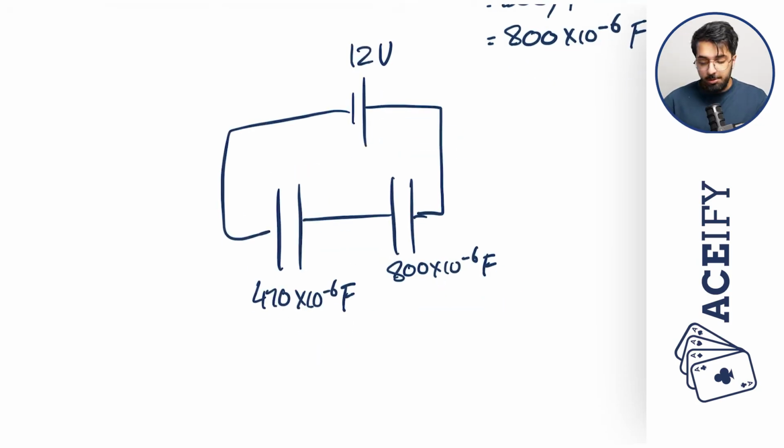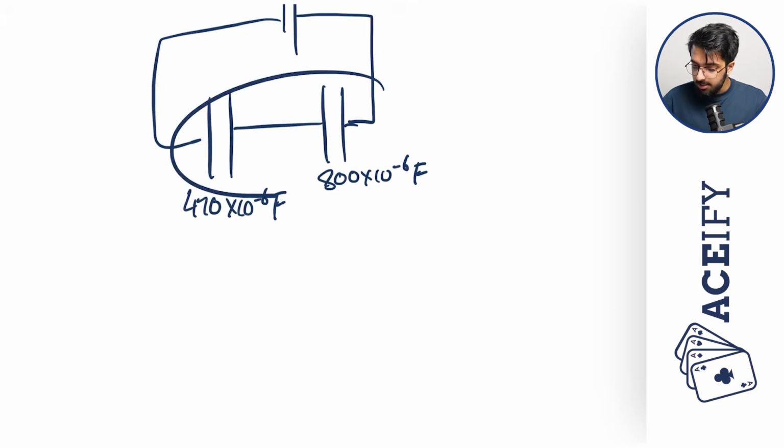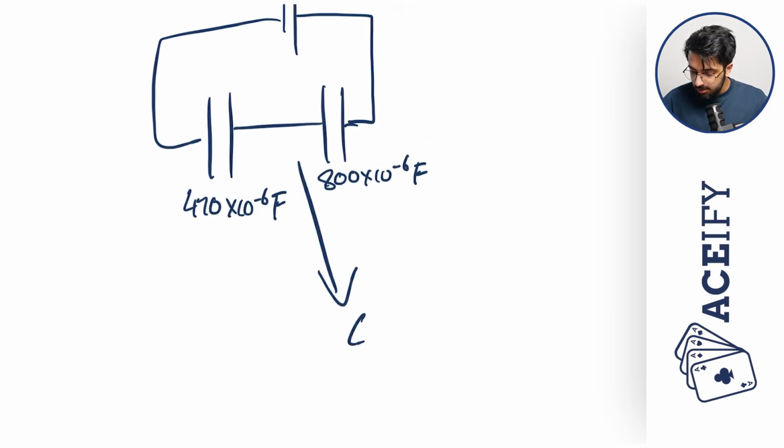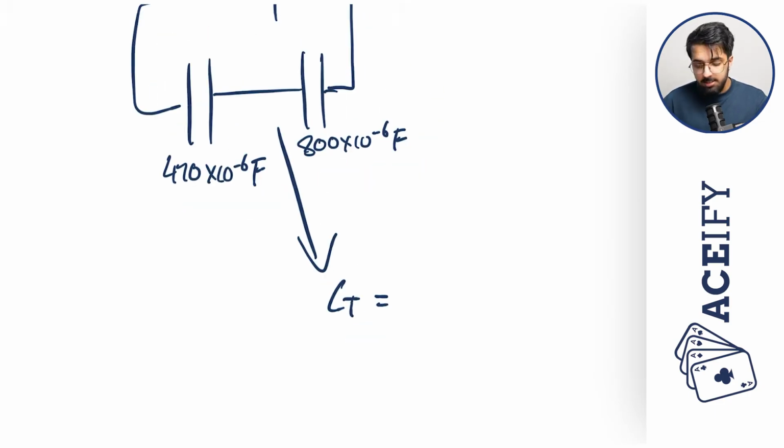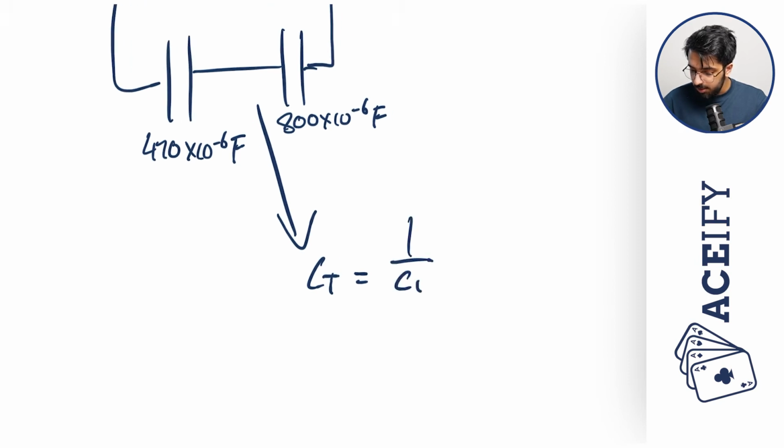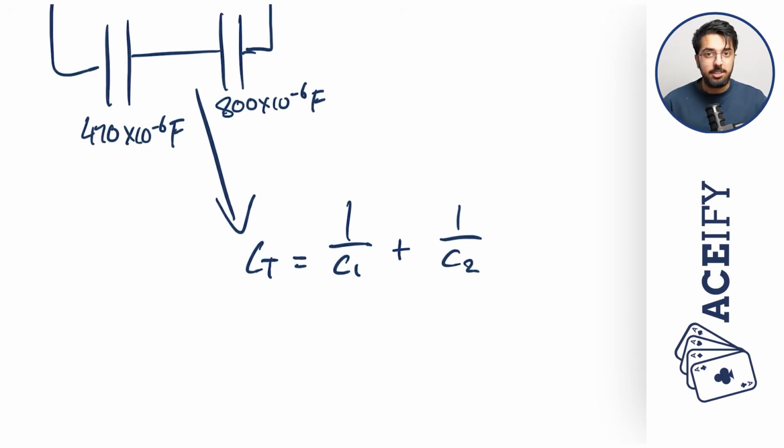Now, if we were to find the total capacitance of this system right here, the total capacitance when we have capacitors in series is 1 all over C1 plus 1 all over C2. Again, I go through this exact equation in those same videos, in part 2 of the capacitance videos, if you want to check out where that comes from.